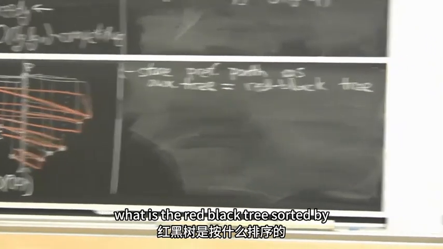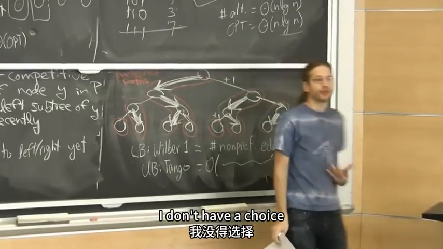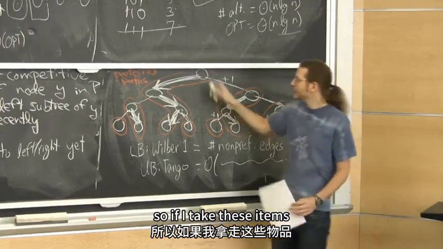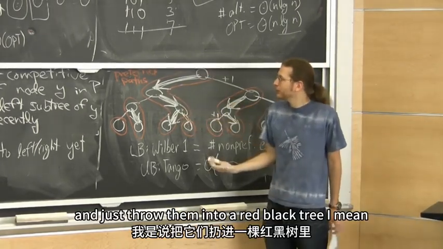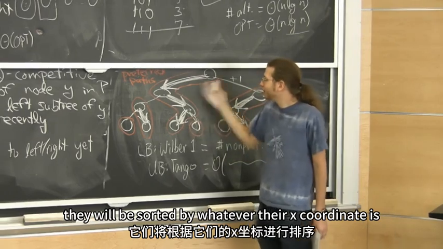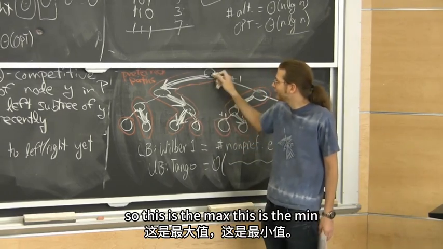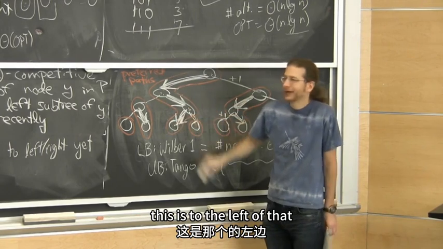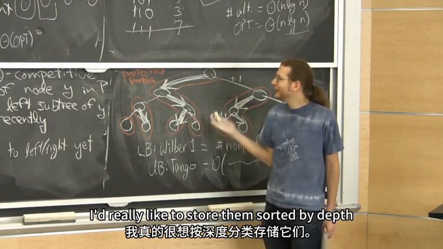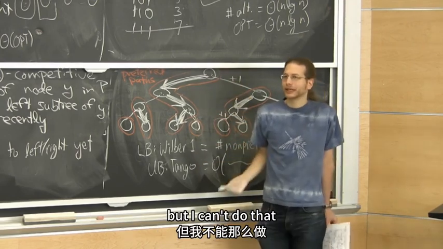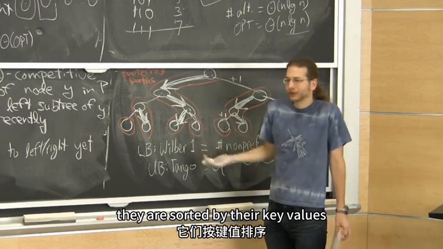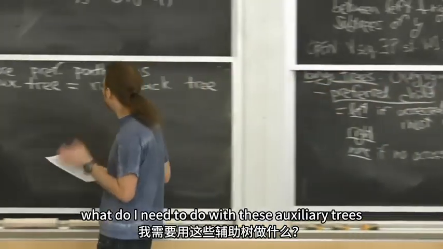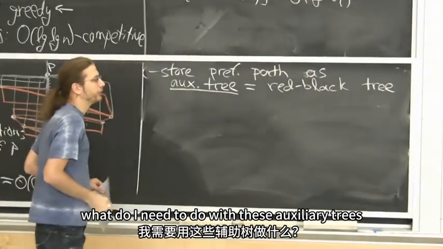What is the red-black tree sorted by? I don't have a choice. Whatever I do has to be a binary search tree among the original keys. So if I take these items and just throw them into a red-black tree, they will be sorted by whatever their x-coordinate is. So this is the max, this is the min, this is somewhere in between, this is to the left of that. So the order is a little weird. I'd really like to store them sorted by depth, but I can't do that. They are sorted by their key values. Now, what do I need to do with these auxiliary trees?